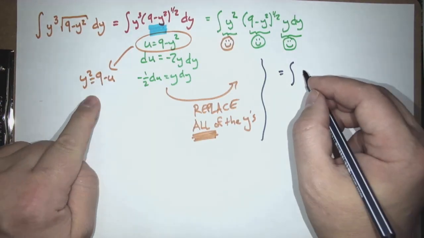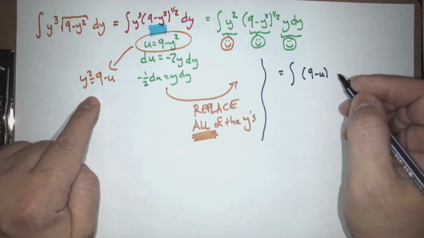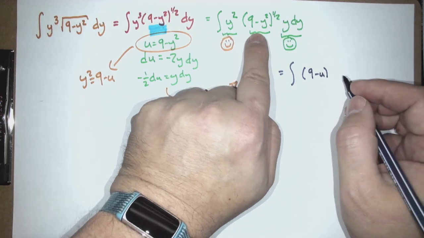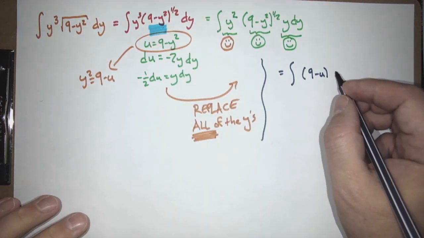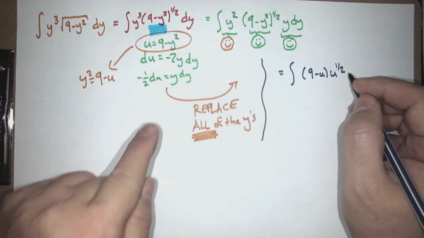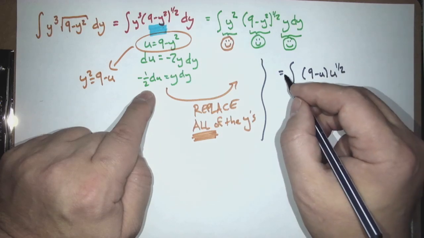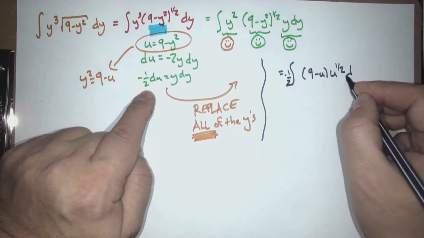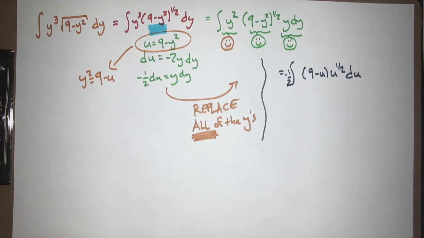So, what do we have? Y squared, 9 minus u. 9 minus y squared to the 1/2 becomes u to the 1/2. Y dy becomes minus 1/2, which I'll pull out, du. Okay, does that look easier to integrate? It looks easier. Is it on our list? Not quite. But we don't want to give up hope because we have made progress. What can we do here?